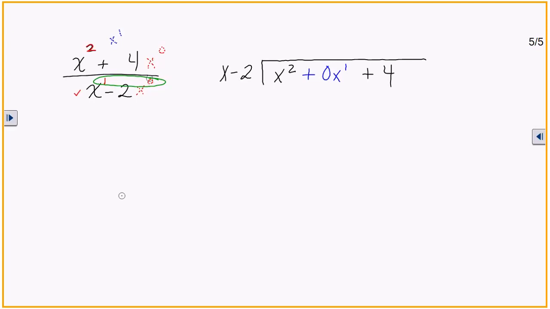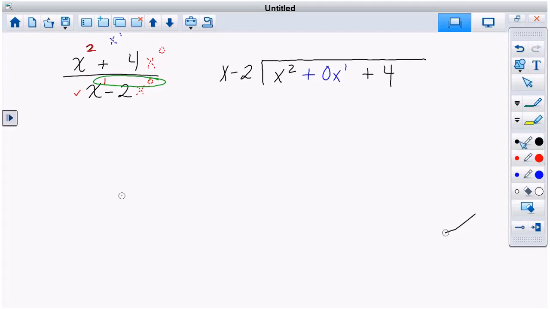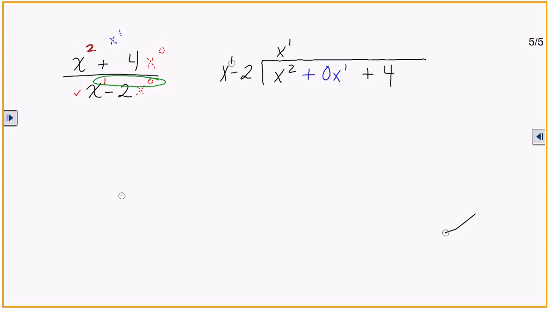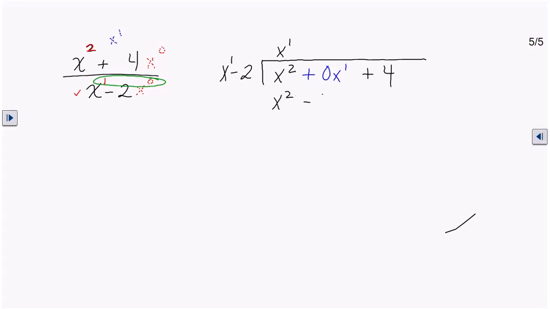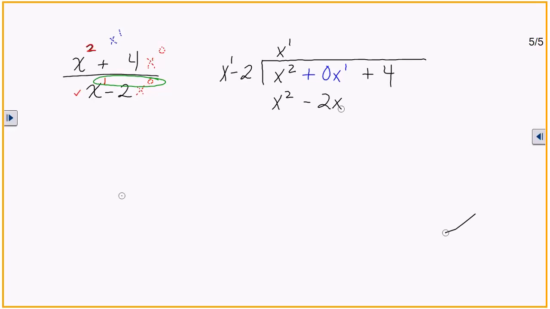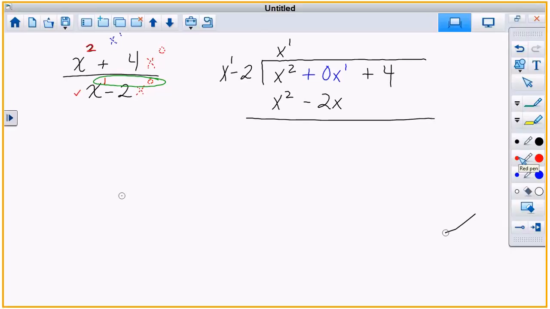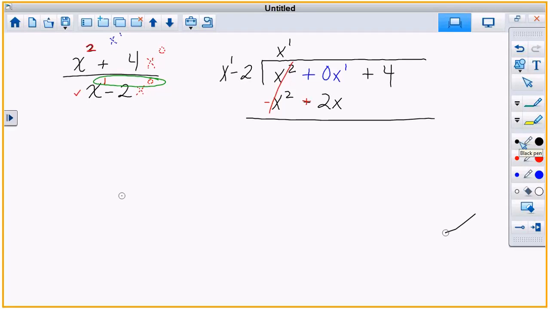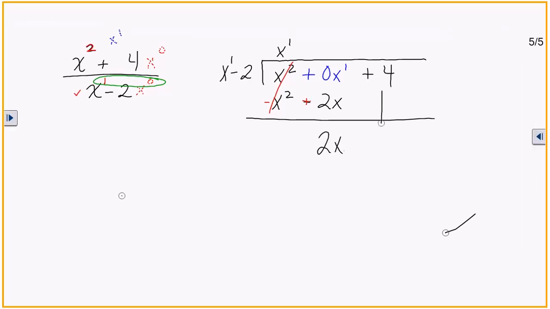So x will go into x times. X to the first times x to the first is x squared. X times -2 is -2x. You always subtract. When you subtract, that makes this negative and this positive. And of course, that goes out like it's supposed to. And 0 plus 2x is 2x. And then the 4 comes down to help out.